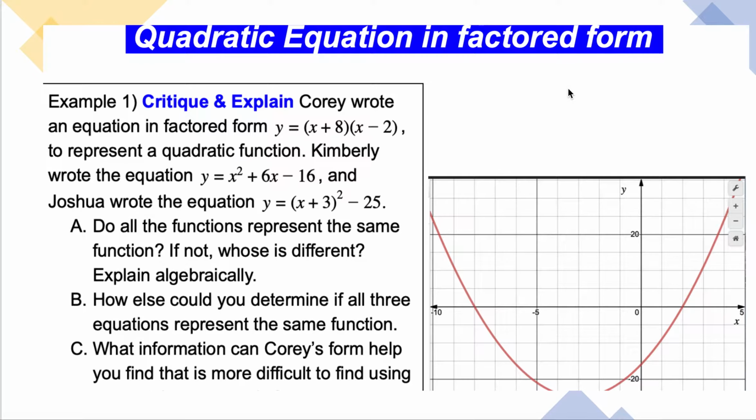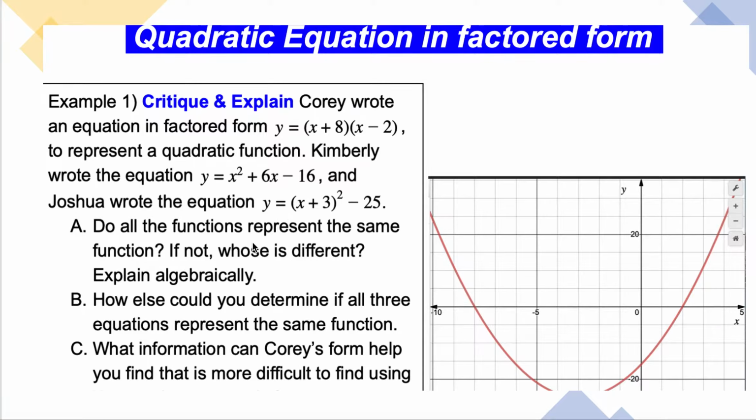Factor form. Critique and explain. Corey wrote an equation in factor form, y is equal to (x + a)(x - 2), to represent a quadratic function. Kimberly wrote the equation y is equal to x squared plus 6x minus 16, and Joshua wrote the equation y is equal to (x + 3) squared minus 25.